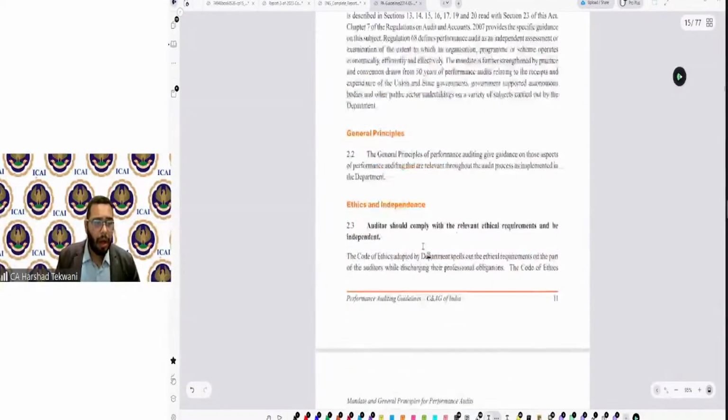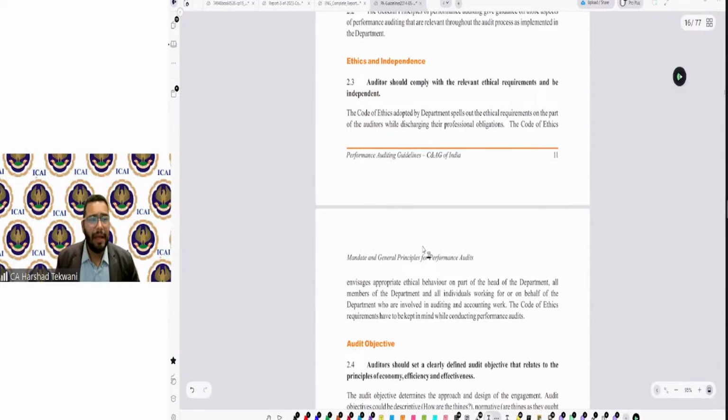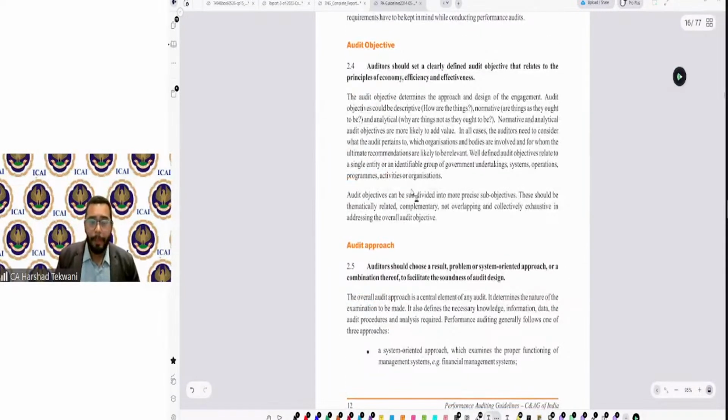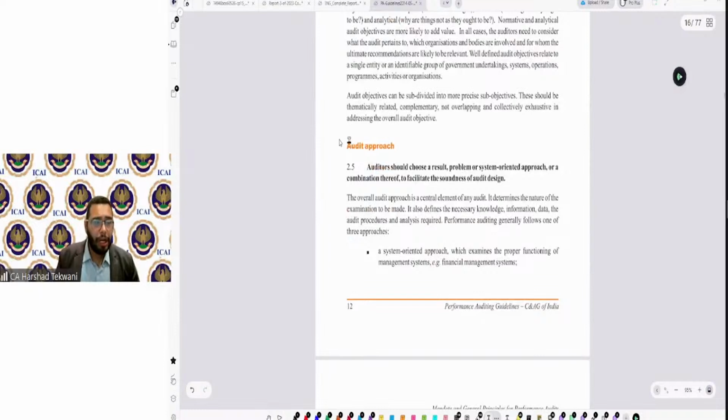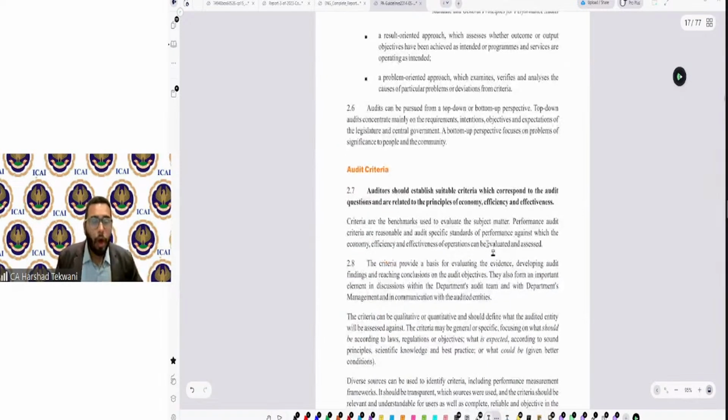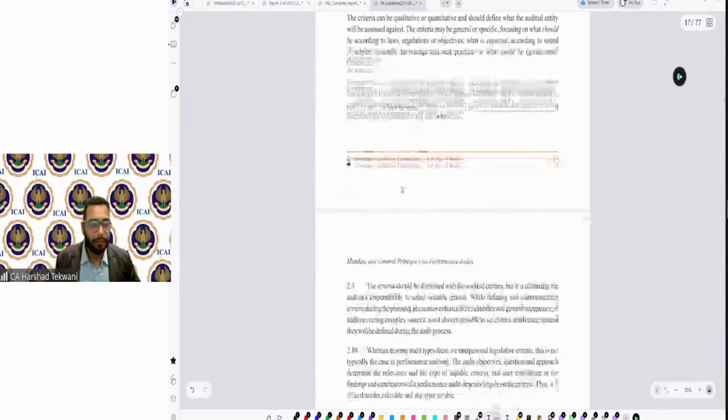Then there are general principles, ethics and independence that are applicable to the performance audit. Then there is the audit approach: a problem or system oriented audit approach should be followed to design the audit program. Audit criteria should be based on the economy, efficiency, and effectiveness principles.